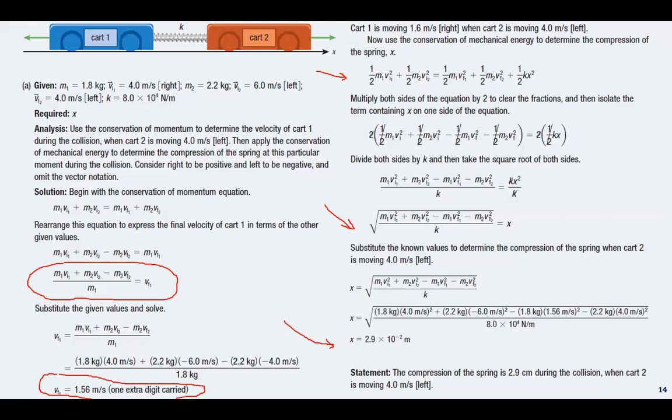You have any questions? Okay, have a look at the solution here. Any questions? All right, if no questions, let's consider question B.